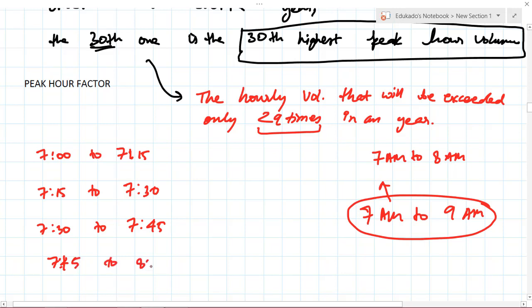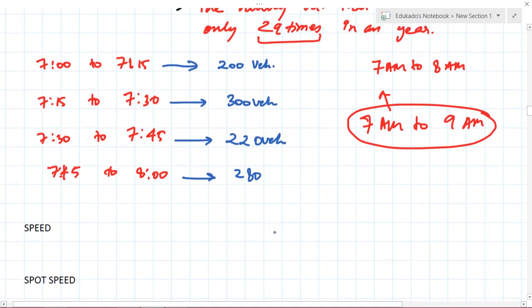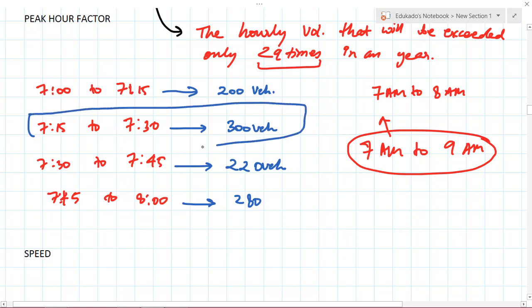7:45 to 8. Now let's imagine that from 7 to 7:15 I observed 200 vehicles passing by, and from 7:15 to 7:30 I observed 300 vehicles. From 7:30 to 7:45 I observed 220 vehicles, and from 7:45 to 8, let's say it's 280. These are just assumptions. Now you can see that in the interval 7:15 to 7:30 there was the maximum number of vehicles passing by. So let's do something about it.